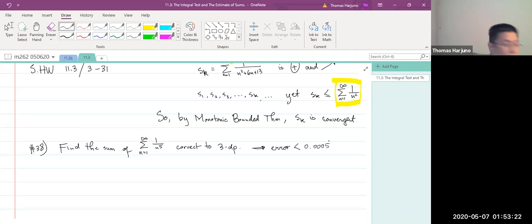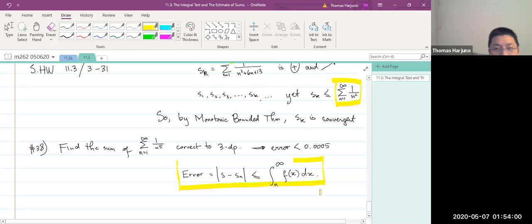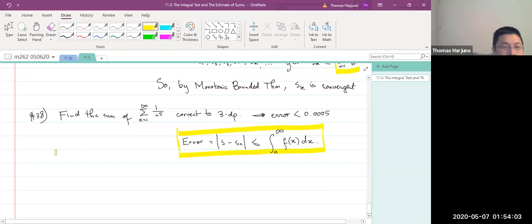Now, there's something we can learn: the error, which is the absolute value of the actual sum minus the nth partial sum, should be less than or equal to the integral from n to infinity of the continuous function. That's what we will use. So how do I use that?